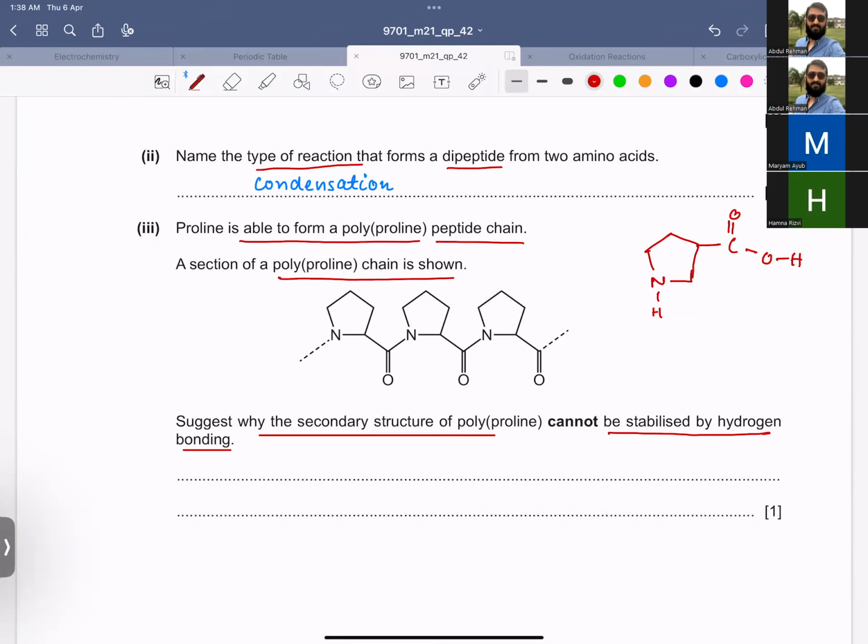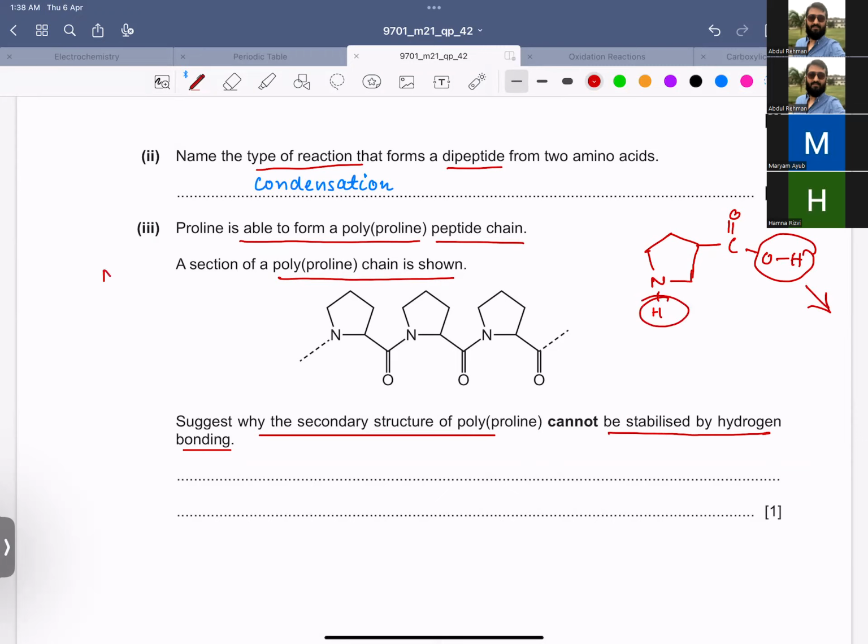Yes, can anybody answer this one? Okay. So if you see, we know what is happening over here: the OH is getting removed from there and the H is getting removed from there.